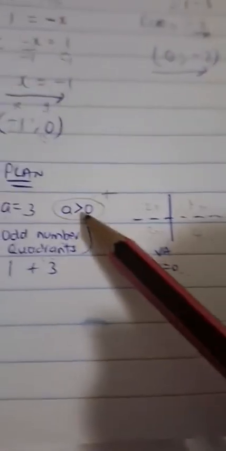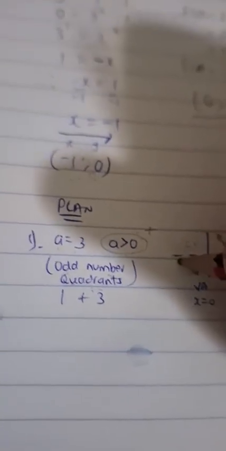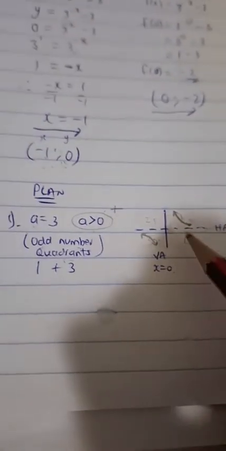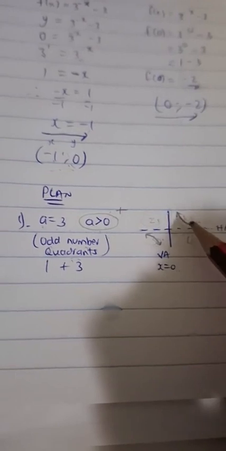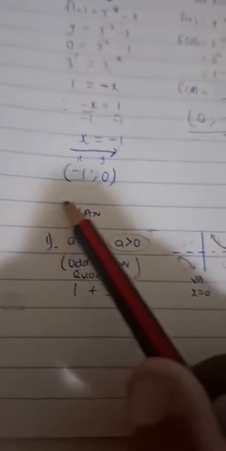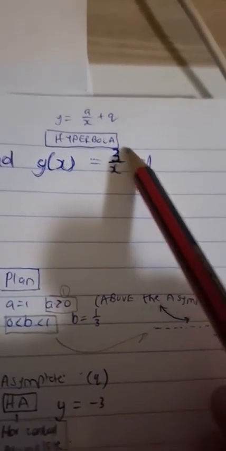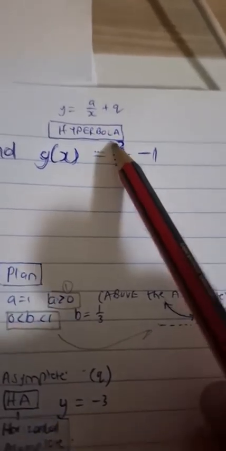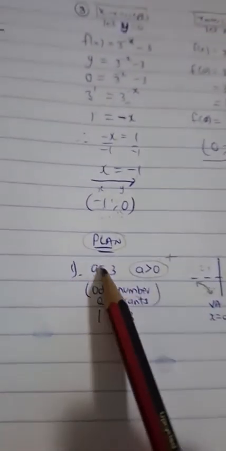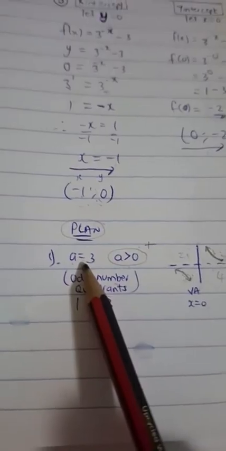So in this situation, a is positive. It's 3. It's greater than 0. So in my plan, roughly speaking, because this is just a rough sketch, I'm expecting to have a function that is like this. This is still me planning. Because I'm looking at the function, I'm like, okay, numerator value is 3. It is positive. This positive numerator value means that the a value for my hyperbola function is positive.